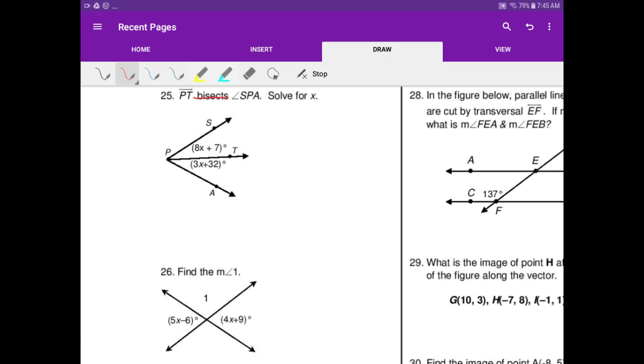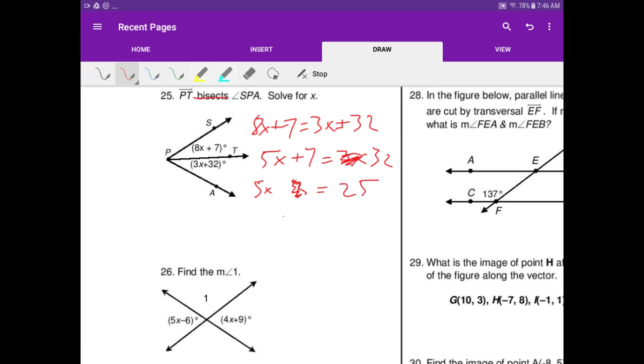PT is a bisector, so that means these are equal. 8x plus 7 equals 3x plus 32. So that's going to be 5x plus 7 equals 32. Oh, no, subtract. This is 32. 5x equals, now subtract 7. 32 minus 7 is 25. Yeah, that's better. So x equals 5.